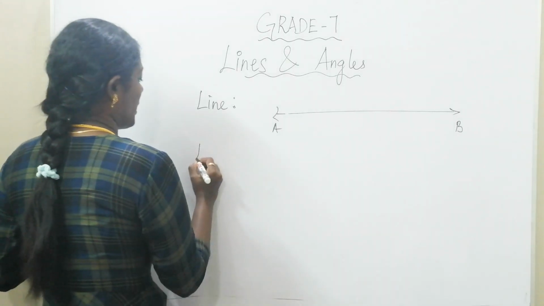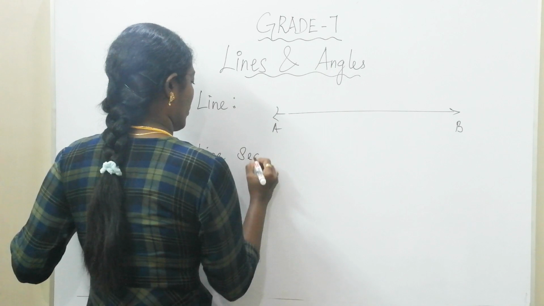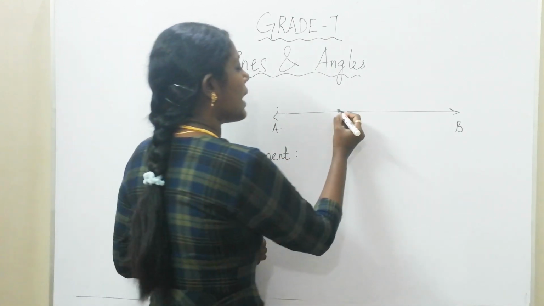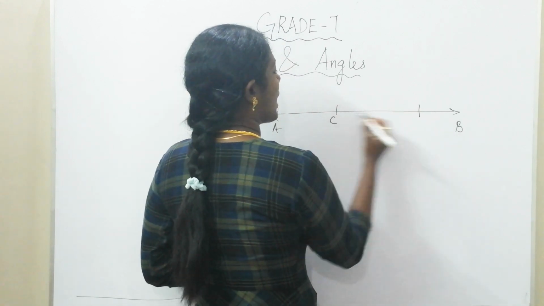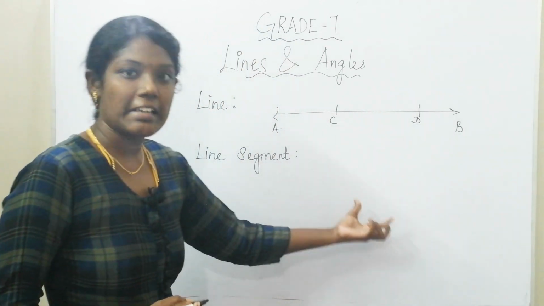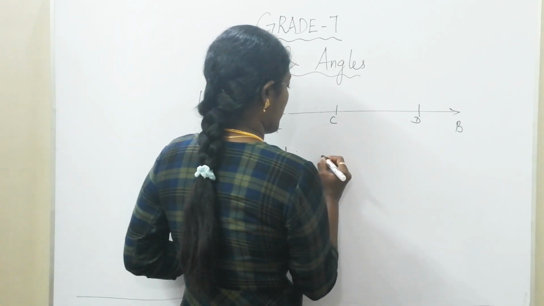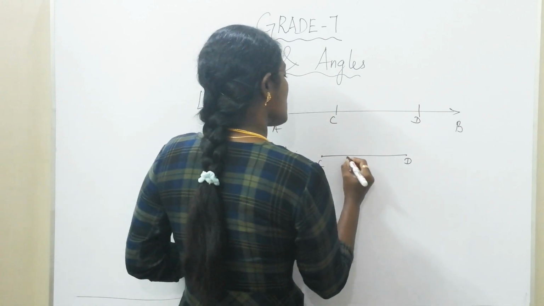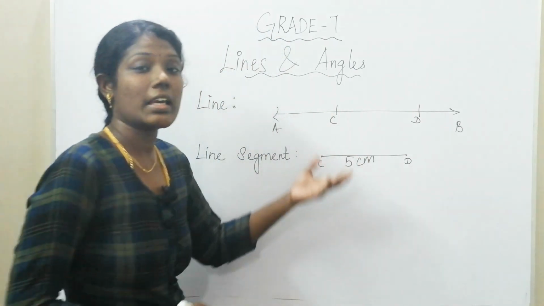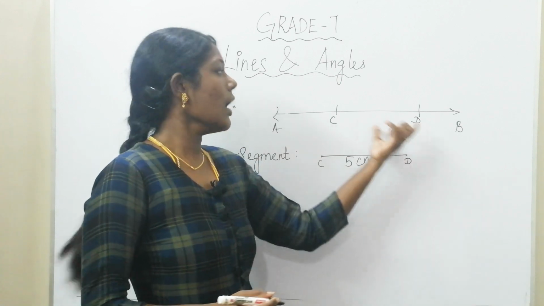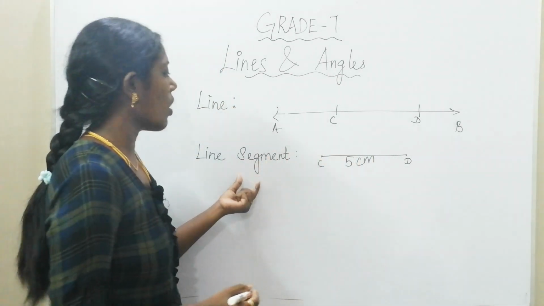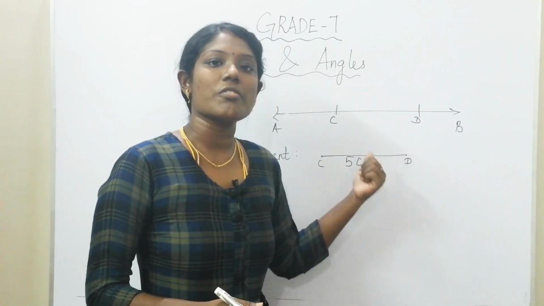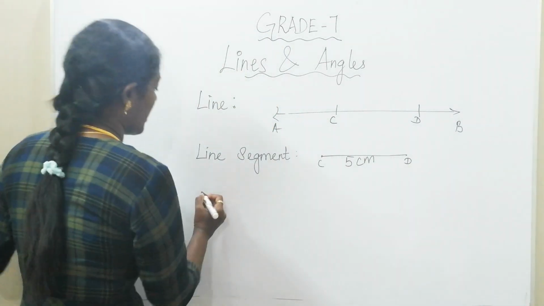What is a line segment then? A line segment is a part of a line. That is, I'm going to cut one part of this particular line of definite length. So that is called a line segment. Like I start at C and I end at a point D, and I can also tell that this is 5 centimeters. So I can define the length of this particular part of the line, and that is what is called a line segment. It has a starting point and an ending point, and it is of a definite length.